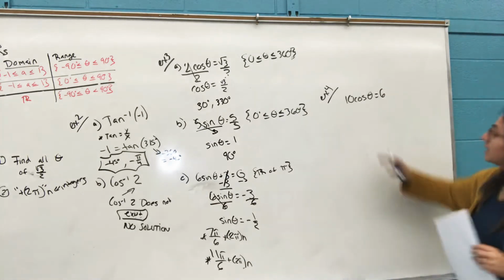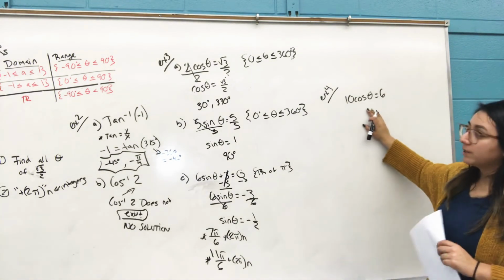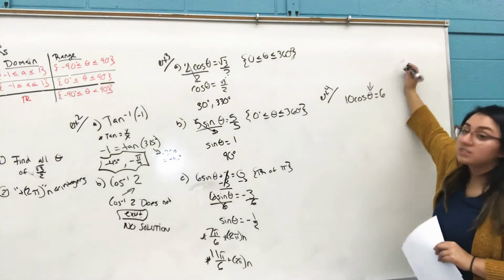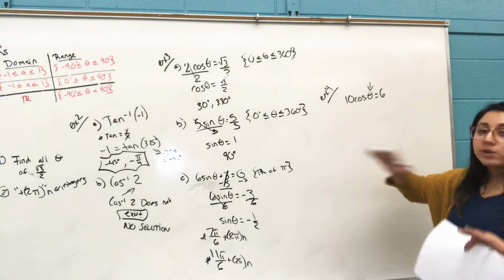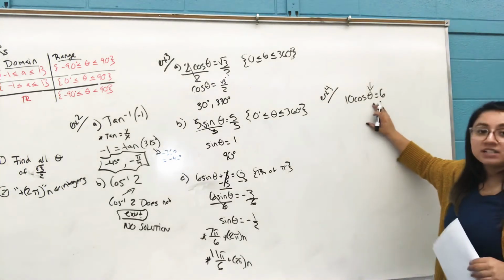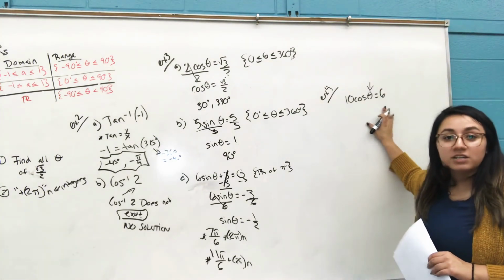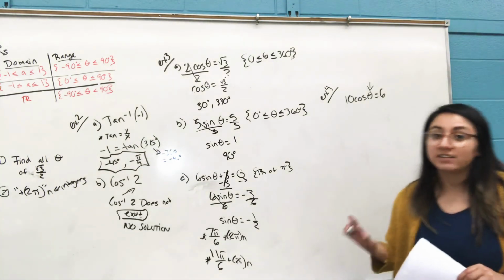10 times the cosine of theta equals 6. Here we are solving for a different type of problem. We actually want to find what this degree is. Before, we were just finding certain degrees, but here we're finding the exact degree. Also, because this is not on the unit circle, we have to rely on our calculator.